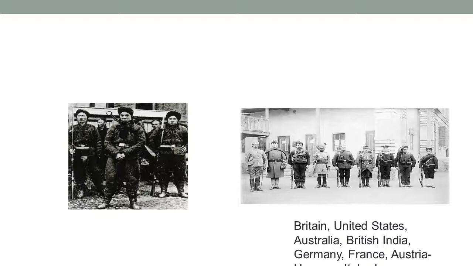And as you can see, here are some images. On the left are the Boxers who were fighting during the Boxer Rebellion. You can see the weapons that they are with, more traditional weapons, things like this. And then on the right, you have the image of the various countries involved in quelling the Boxer Rebellion in order to basically keep control over their trade concessions and to make sure that they're getting the goods out of China that they want. And these are Britain, US, Australia, British India, Germany, France, Austria-Hungary, Italy, and Japan.